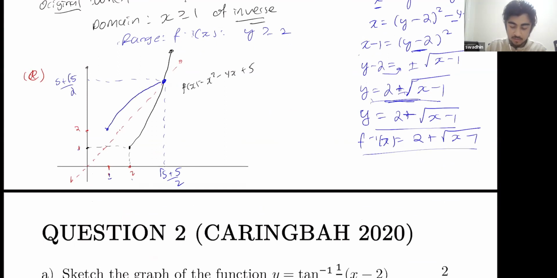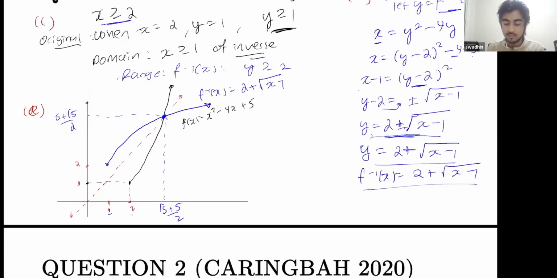It's going to look something like this. So it looks reflected along y equals x, and it also intersects this graph at y equals x. And that's going to be the inverse function. Yeah, 2 plus root x minus 1.